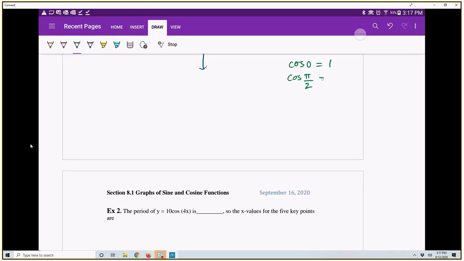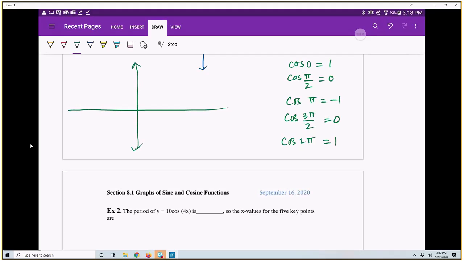Cosine at pi over 2 is 0. Cosine at pi is negative 1. Cosine at 3 pi over 2 is back to 0. And cosine at 2 pi is 1. And that is one full period. So if you want to see the graph of cosine for this first original period, you go 1 to 0 to negative 1 to 0 to 1. That is the graph of cosine, where these key points are 0, pi over 2, pi, 3 pi over 2, and 2 pi.